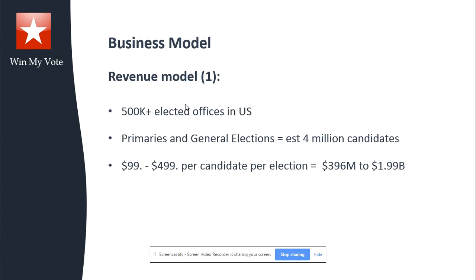As far as the business model goes, there are about 500,000 elected offices in the U.S. between primaries and general elections. We're estimating about 4 million candidates. We think that a site like this, after a couple of years, would be generating many, many more candidates than that. But as of right now, we're going to use the number 4 million candidates over a 4-year cycle. At $99 to $499 per candidate per election, the numbers are almost 400 million and almost 2 billion. So the revenue model and the business model are there.